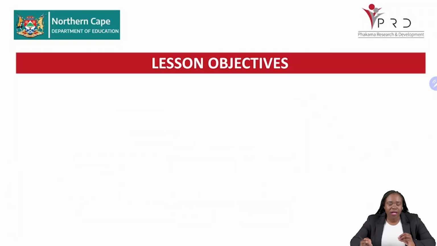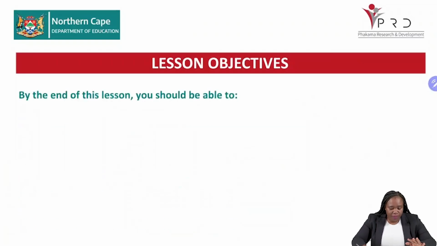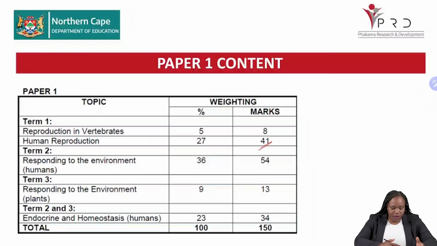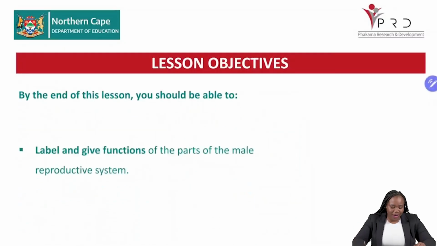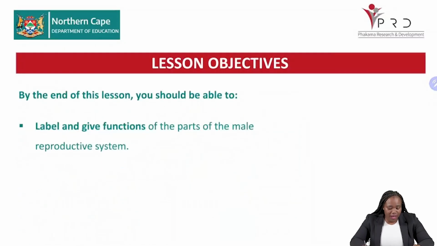So here we will be looking at all of these different topics that we've just mentioned on the previous slide. All of these would possibly be part of the questions that we are going to look at in both question 2 and question 3. By the end of our lesson today, we should be able to label and give functions of the parts of the male reproductive system. We will look at the different parts that make up the system, as well as their functions.